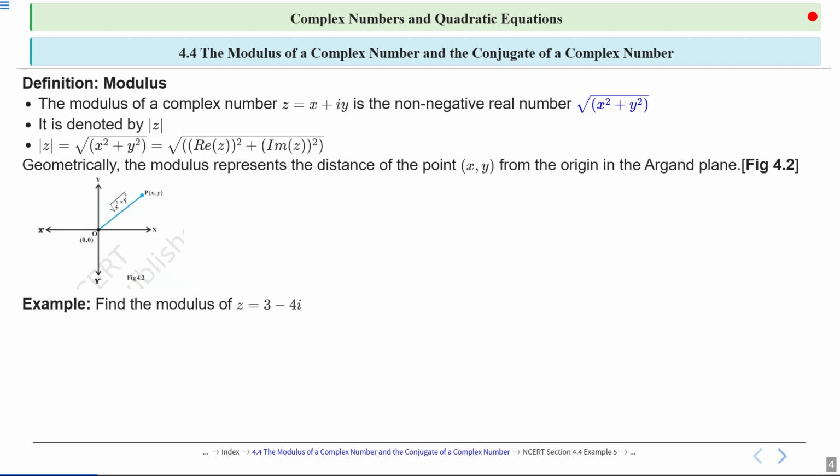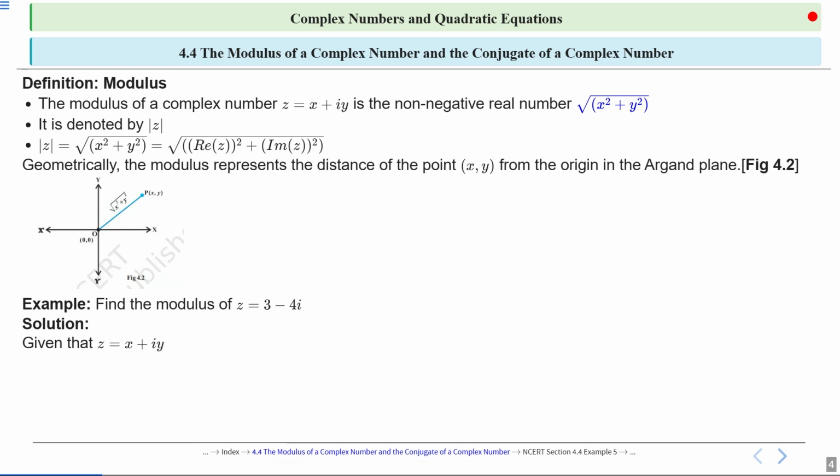Let's look at an example to make this clearer. Suppose we have the complex number z equals 3 minus 4 times iota, and we will find its modulus step by step. So now look at the solution of this example. Here we are going to find the modulus of z equals 3 minus 4 times iota.